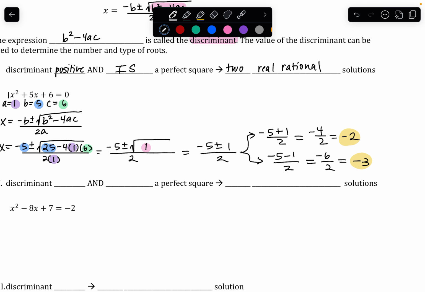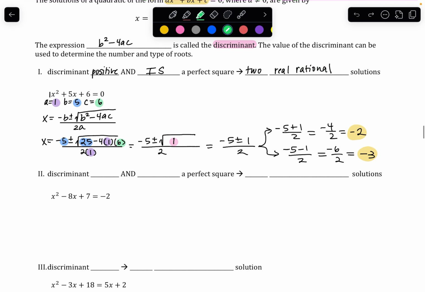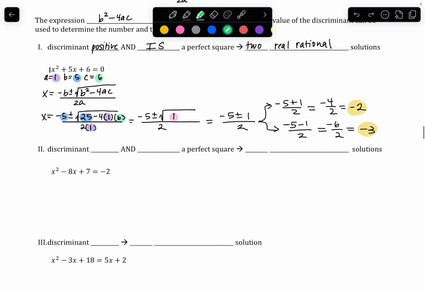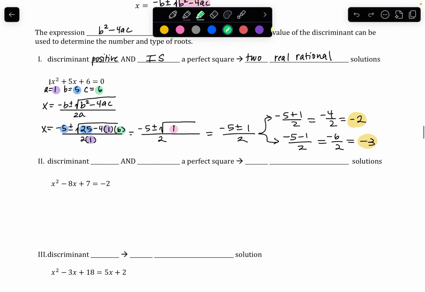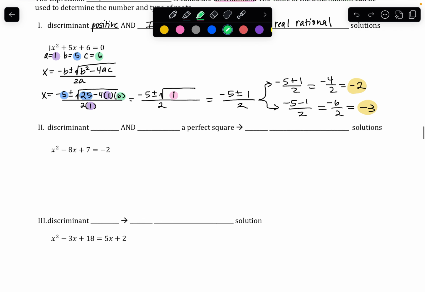The way I remember the word rational is think like a rational person. That's a nice person. They're reasonable. They're easy to get along with. So rational just means they're nice numbers. There's no radical. You can simplify it all the way.